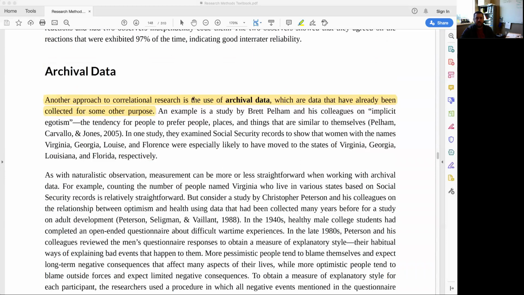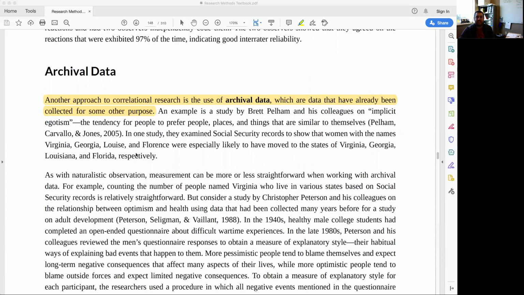Archival data. So this is essentially data that was collected for some other purpose that you were able to get your hands on, and now you can go analyze and figure out if there's anything of interest. There was a study that looked at Social Security records, showing that women with names Virginia, Georgia, Louise, and Florence were more likely to move to states of Virginia, Georgia, Louisiana, and Florida, respectively.